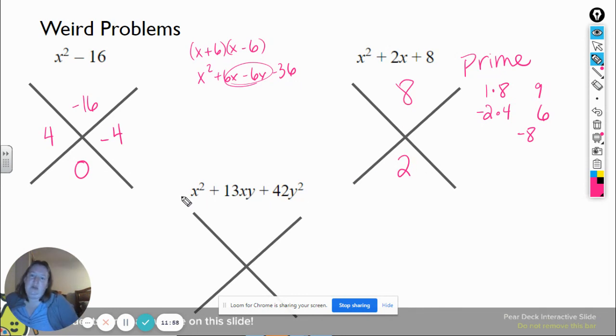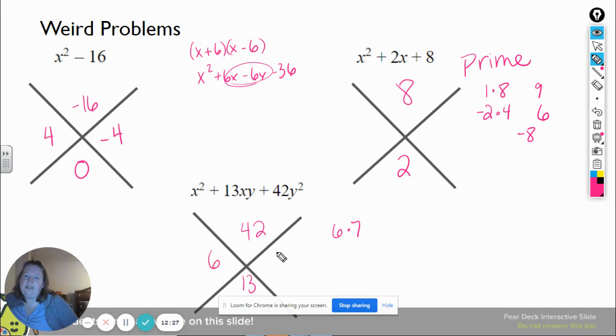later. Okay, and then finally this last one here, it's got these weird variables, but it doesn't matter in regards to the numbers you're looking for. So I'm still looking for something that is a product. The product is 42, but when you add them up, it's 13. So hopefully it wouldn't take you too long to figure out that 6 times 7 equals 42. And when you add those together, you get 13.